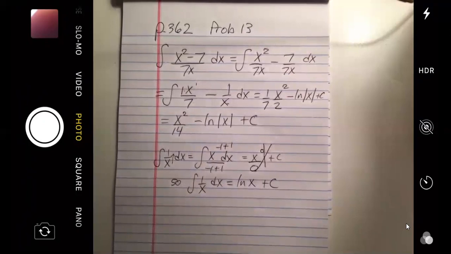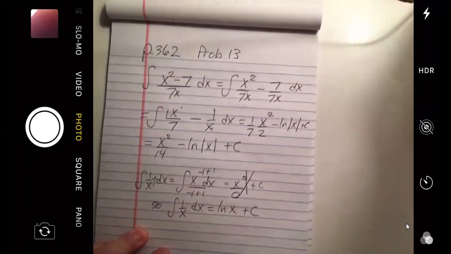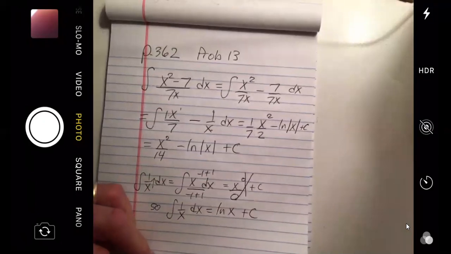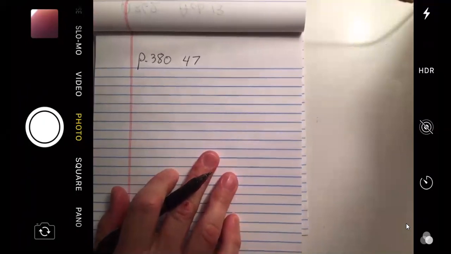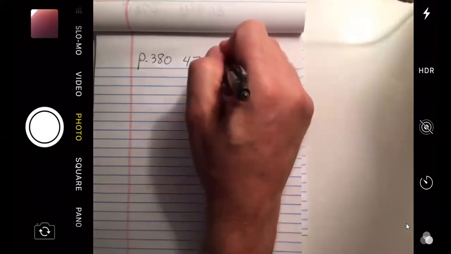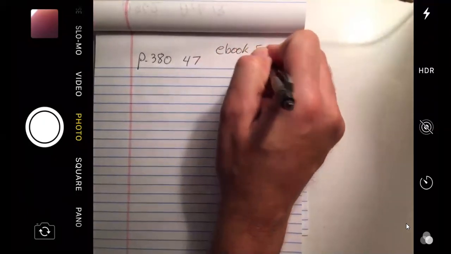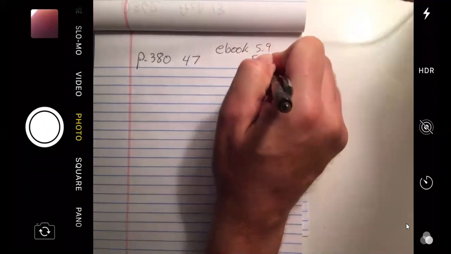Maybe could you do one of the ones on page 380, the thing with the H? Maybe let's do question 47. Page 380, 47. All right, so in the ebook, this would be the 5.9 exercises, and problem 47 there should be identical to this.